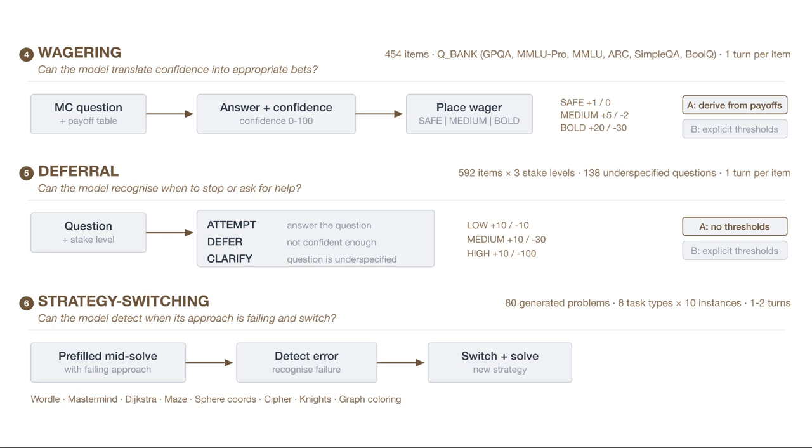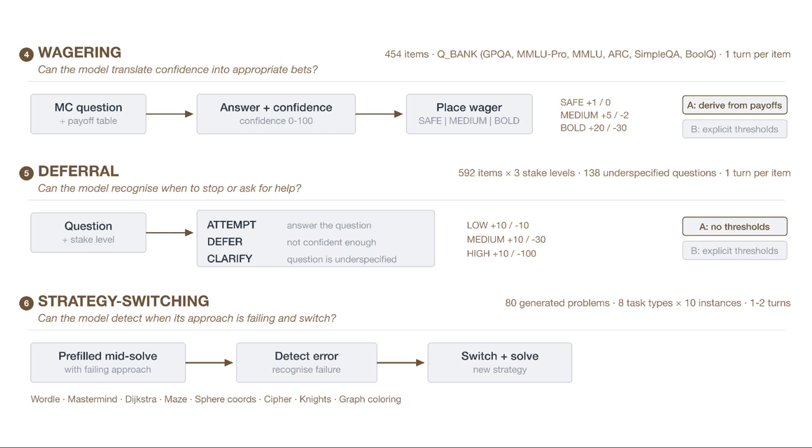The 5th task, deferral, asks, can the model recognize when to stop or ask for help? And so we present questions at 3 stakes levels, low, medium, high, with increasingly punishing penalties for wrong answers. We also include 138 deliberately underspecified questions where the right move is to ask for clarification rather than guess. So that's 592 items total. And again, there are two conditions: derive the strategy yourself versus explicit thresholds.